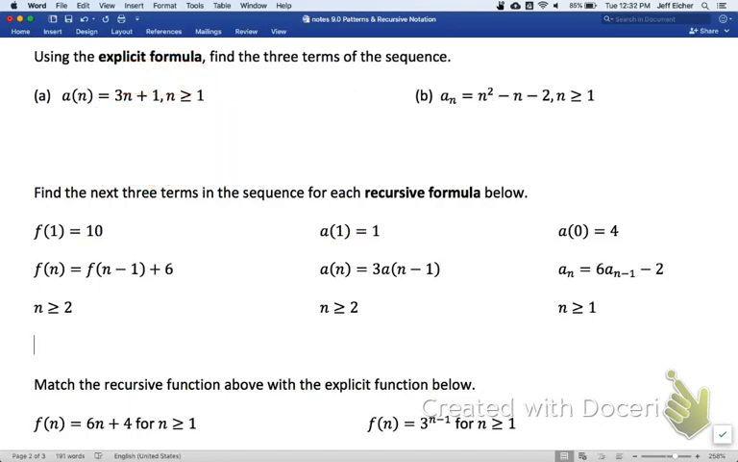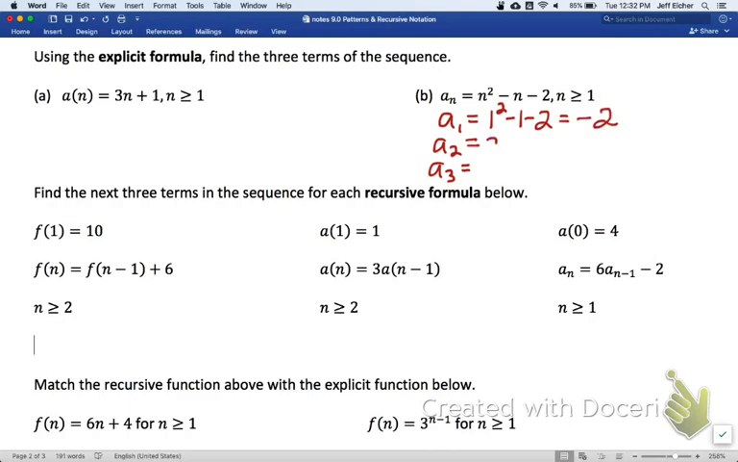All right, let's look at B. Defined when n is greater than or equal to 1. Our first term, we just plug 1 in. Our second term, we plug 2 in. And our third term, we plug 3 in. So plugging 1 in, we get 1 squared minus 1 minus 2. That would be 1 minus 1, 0. So our first term is negative 2.